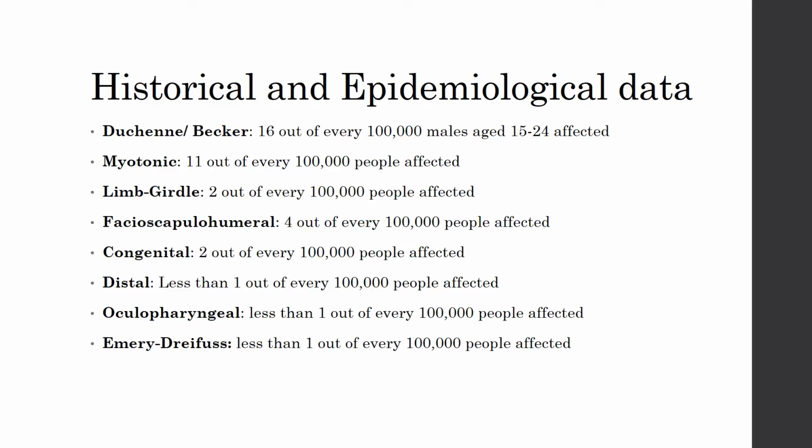Facioscapulohumeral affects 4 out of every 100,000 people. Congenital affects 2 out of every 100,000 people. And distal, oculopharyngeal, and Emery-Dreifuss all affect less than 1 out of every 100,000 people.